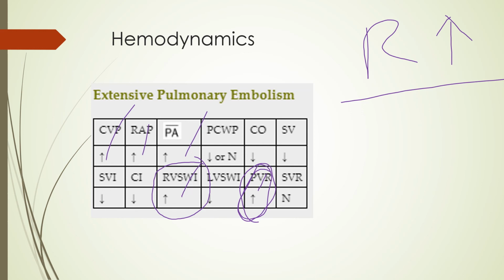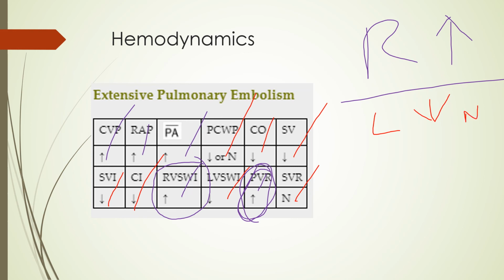Okay, so let's look at their left-sided heart pressures. We looked at the right side. What about their left side? So pulmonary capillary wedge pressure, cardiac output, stroke volume, systemic vascular resistance, left ventricular stroke work index, or how hard the left ventricle is working, cardiac index, stroke volume index, all those are normal or decreased. So the left side is either decreased or normal.